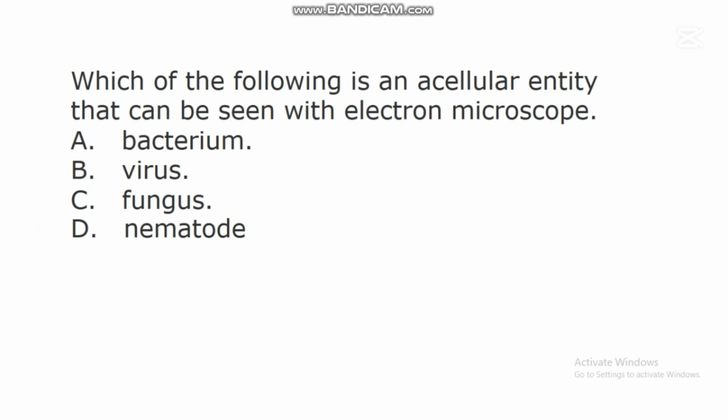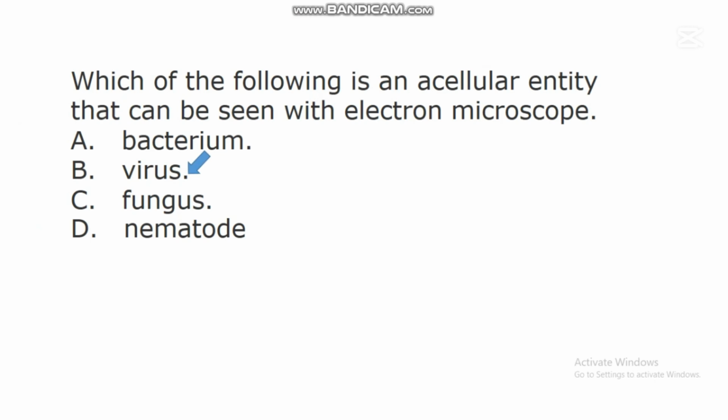The first question we have here says, which of the following is an acellular entity that can be seen with electron microscope? A. Bacterium. B. Virus. C. Fungus. D. Nematode. In this question, the correct answer is B. Virus. A virus is an acellular entity that can be seen with electron microscope.